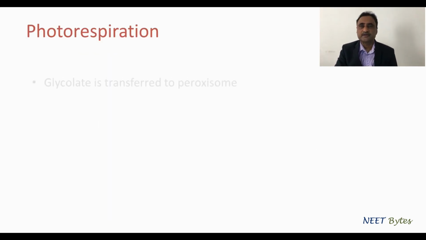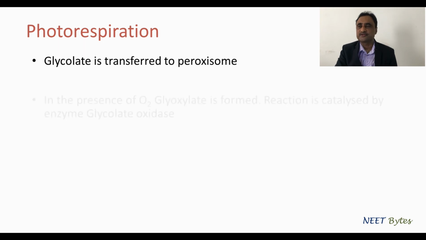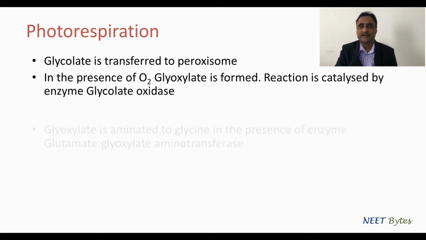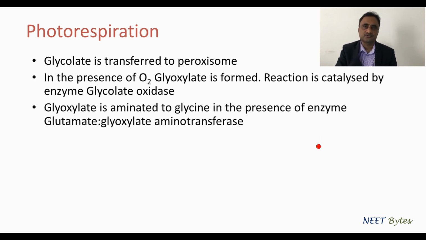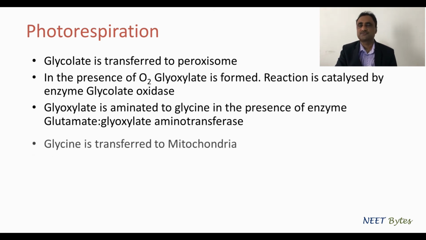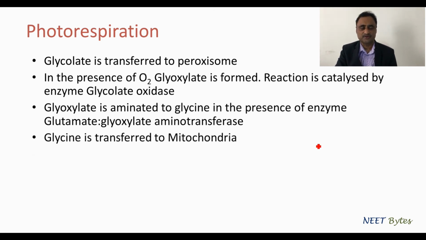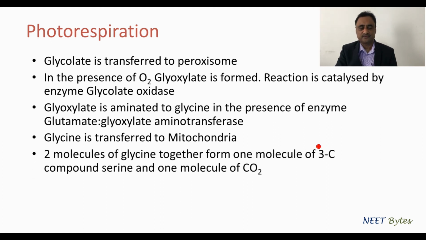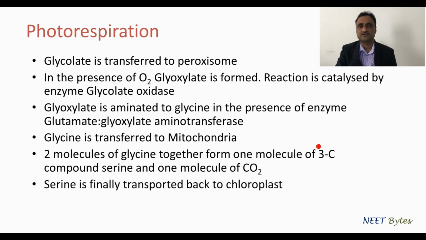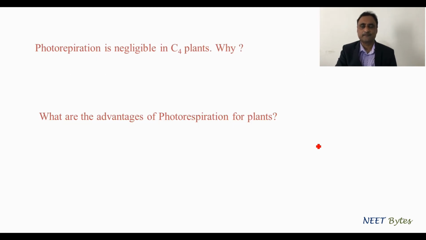So let's see the entire step once again. What happens? Glycolate is transferred to peroxisomes, right? In peroxisomes, it binds with oxygen to form glyoxylate in the presence of the enzyme called glycolate oxidase. So glyoxylate is aminated to glycine, and finally glycine is transferred to mitochondria, where 2 molecules of glycine together form 1 molecule of serine, okay? And serine finally, in the form of 3-PGA, is transported back to the chloroplast. So this is all as far as the entire photorespiration is concerned, okay?